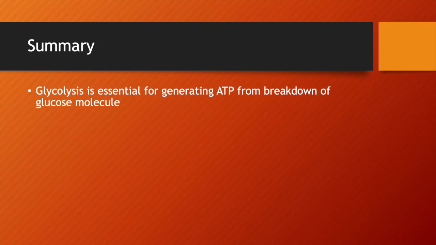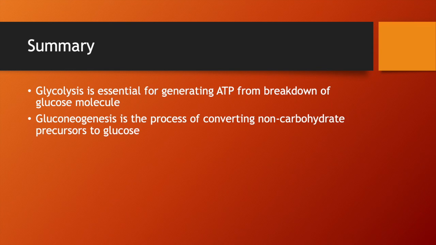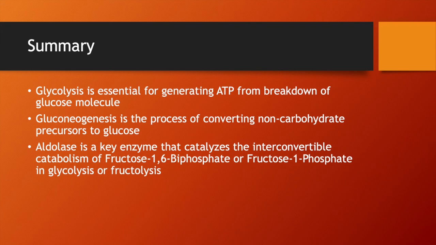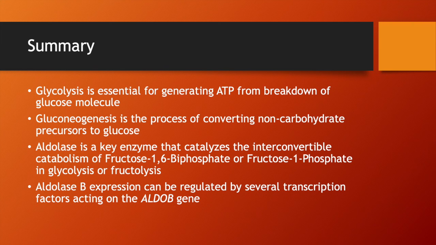So after this lecture, you learned that glycolysis is essential for generating ATP from the breakdown of glucose. You learned that gluconeogenesis is the process of converting non-carbohydrate precursors to glucose. You learned that aldolase is a key enzyme that catalyzes the interconvertible catabolism of fructose 1,6-bisphosphate, or fructose 1-phosphate, in glycolysis or fructolysis. Also, you learned that aldolase B expression can be regulated by several transcription factors acting on the aldolase gene.